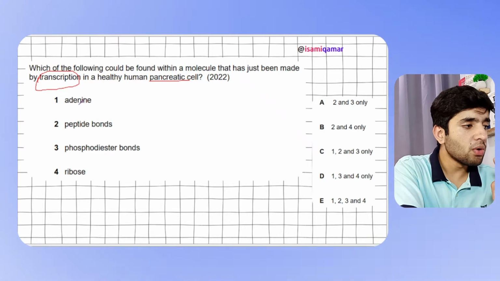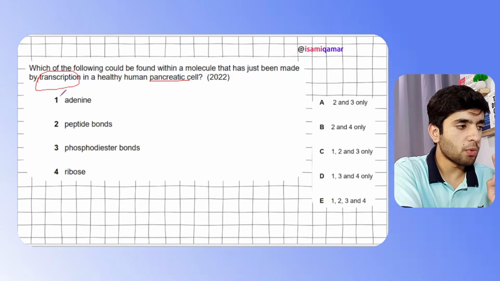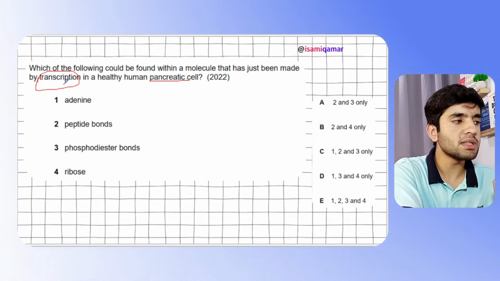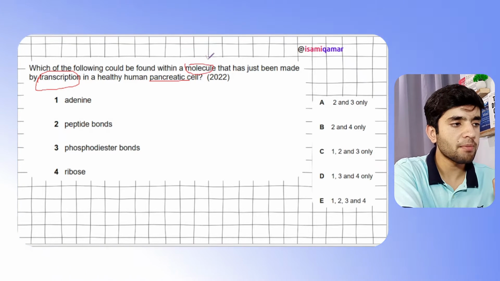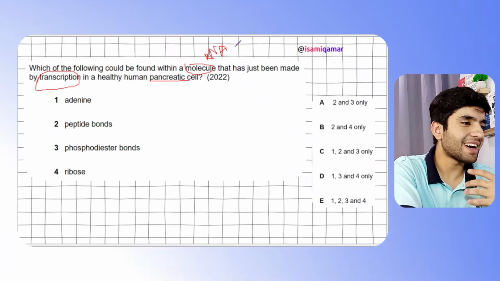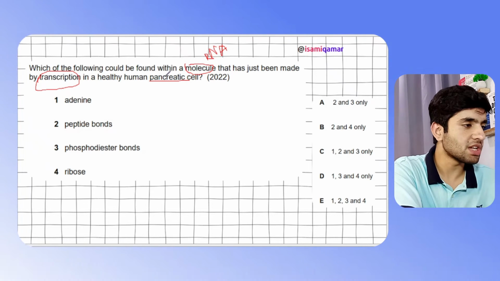Now we have to know about, for confusion they have given that the molecule that has formed is RNA. Okay, RNA has been formed. I am just explaining. I love explaining, literally, I love teaching actually.